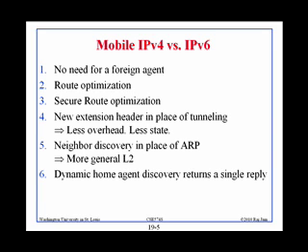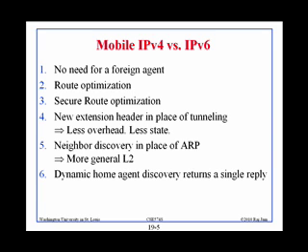So first thing is that there is no need for a foreign agent. The reason you don't need a foreign agent is because you don't need a care of address, because you have a globally unique care of address. You can make up your own globally unique care of address. So it comes directly to you.